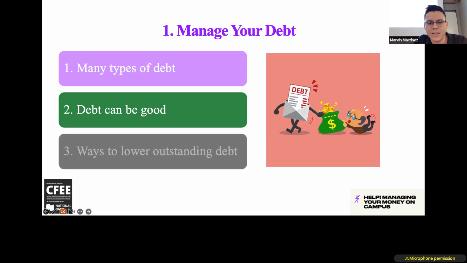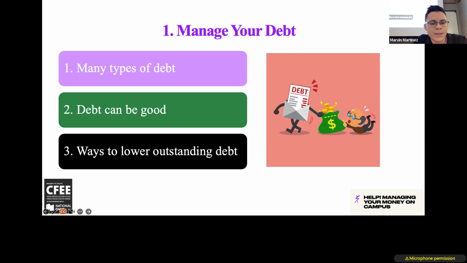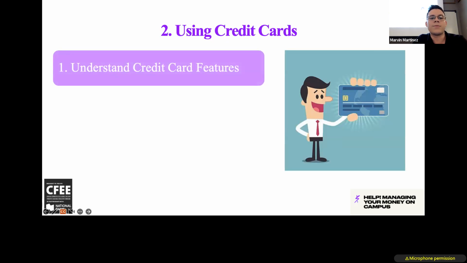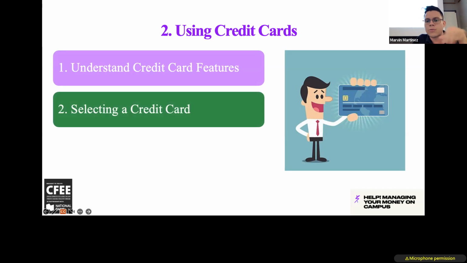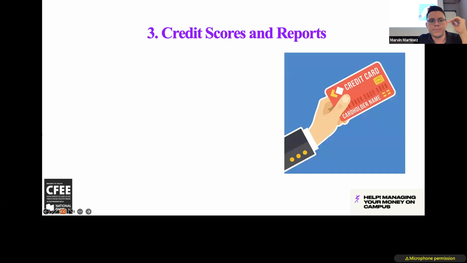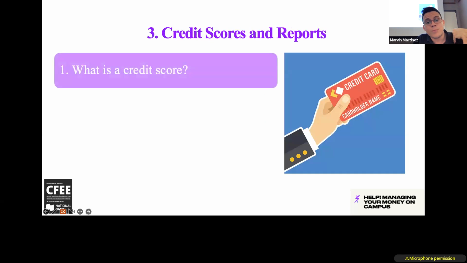That's another subject. Ways to lower your outstanding debt. So like I told you, the avalanche and the snowball. Using your credit card, you have to understand your credit card features, everything about them. Selecting a good credit card, the best one you can apply for. Minimize paying on credit cards. So you just gotta be really careful and try to always pay more than the minimum. Credit scores, the most important part for me.